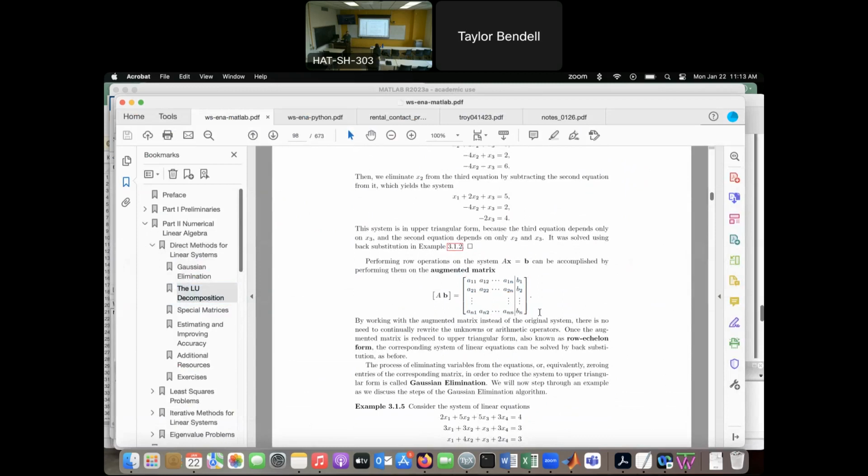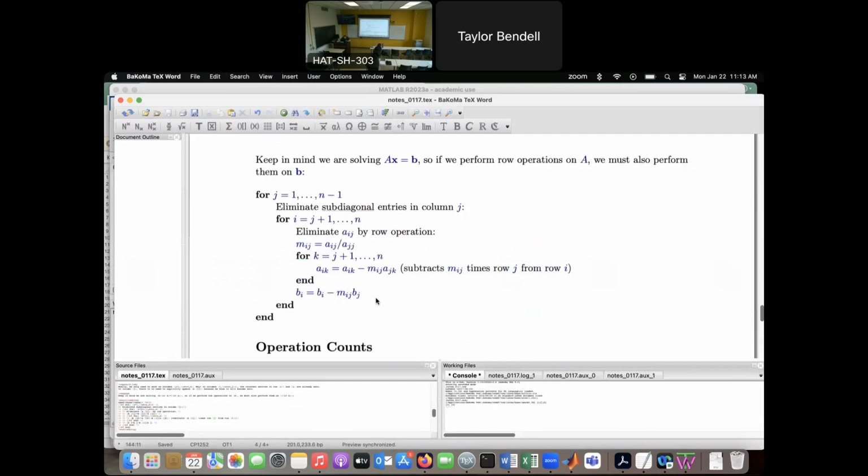In numerical linear algebra, we don't really take that point of view. We actually keep A and B separate for reasons that will become clear next time when I talk about the LU decomposition. But for now, keep in mind that we have to work on both sides of the equation. So right here, at least, we're doing what we need to do to solve the system.